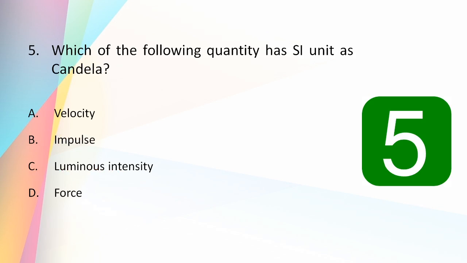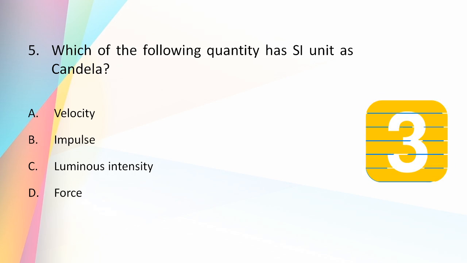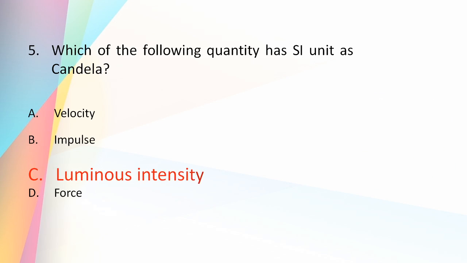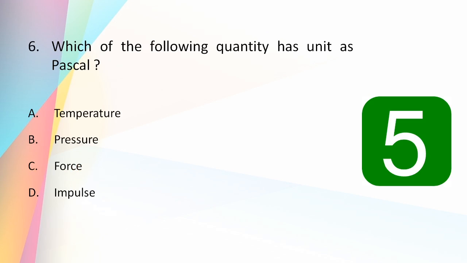Which of the following quantity has SI unit as candela? Velocity, impulse, luminous intensity, force. And here you go. And the answer is luminous intensity. Okay. So luminous intensity is the amount of light emitting from a point source per unit of solid angle from the point source. And candela is the unit of luminous intensity.